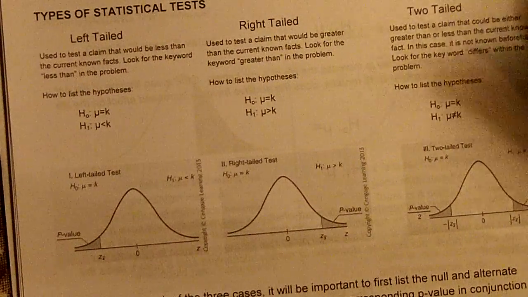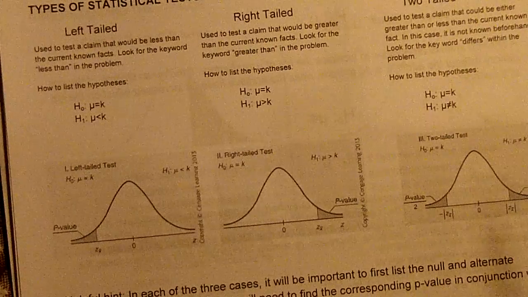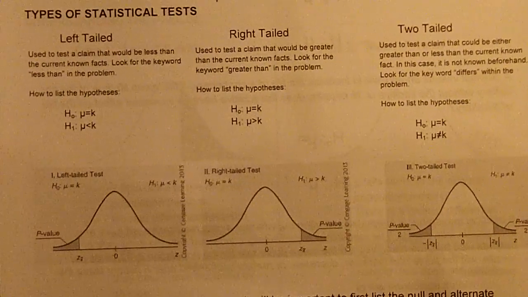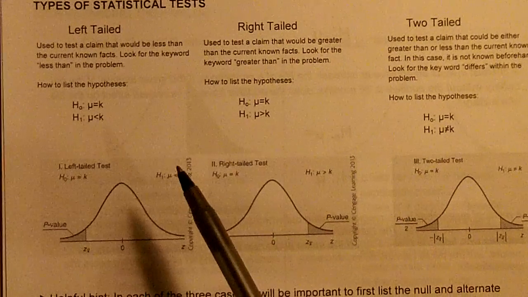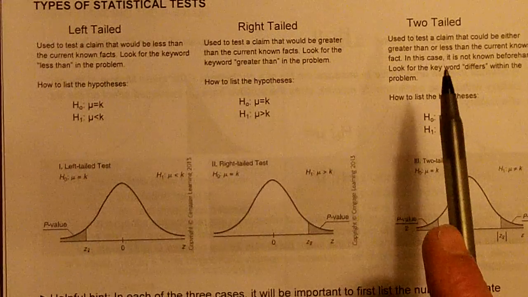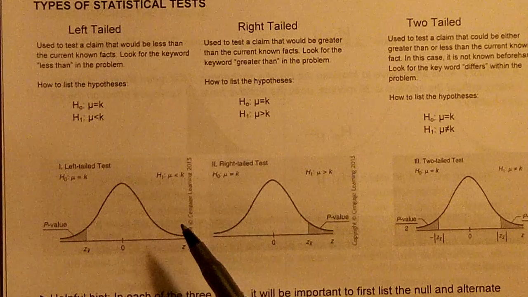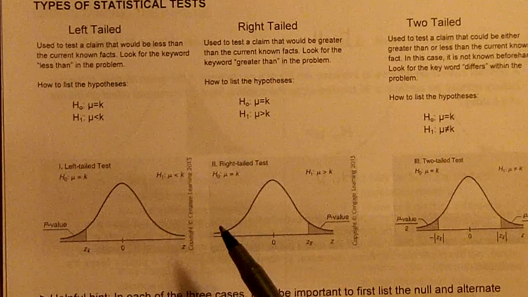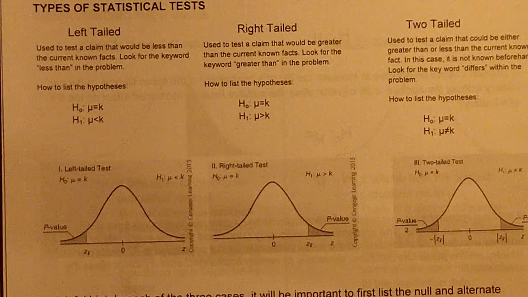So there are three types of statistical tests. There's a left tail test, a right tail test, and a two tail test. Now these are important just to summarize what you're actually testing for, and there are keywords to denote which test you might be using.